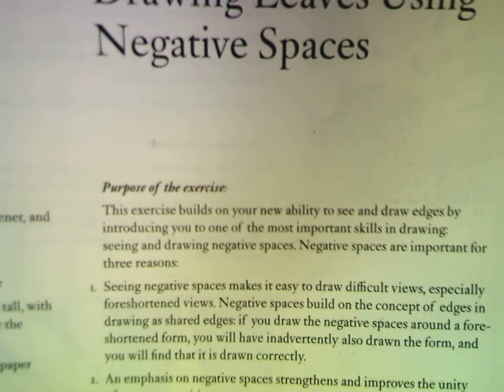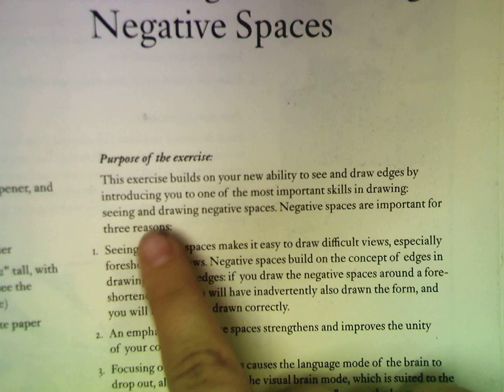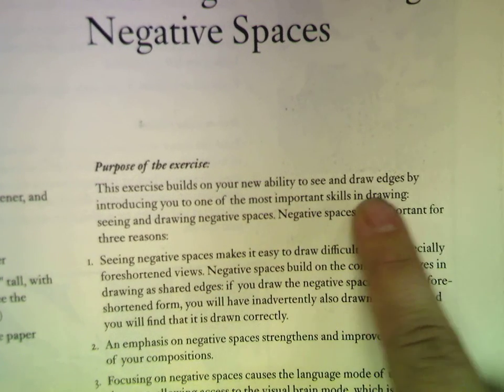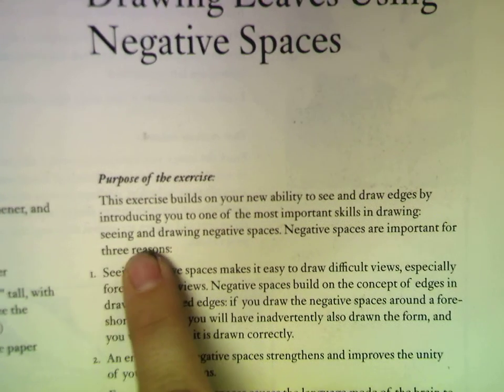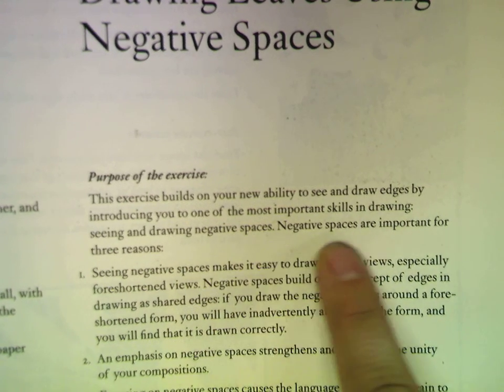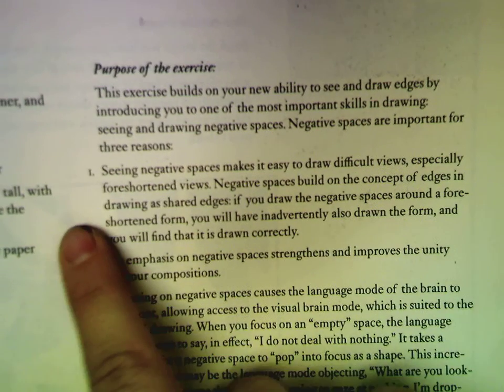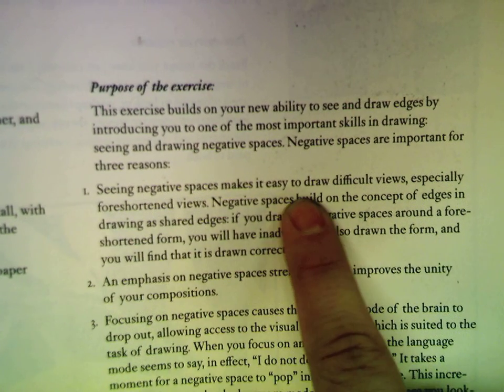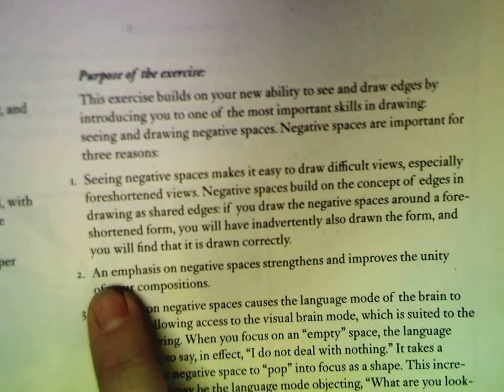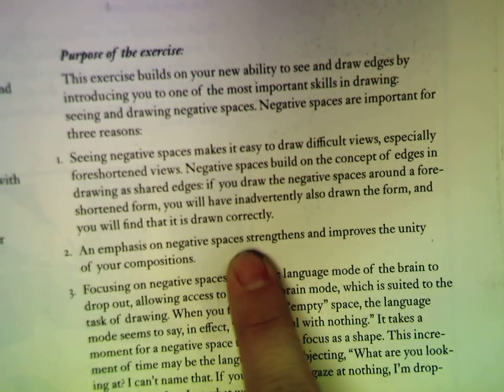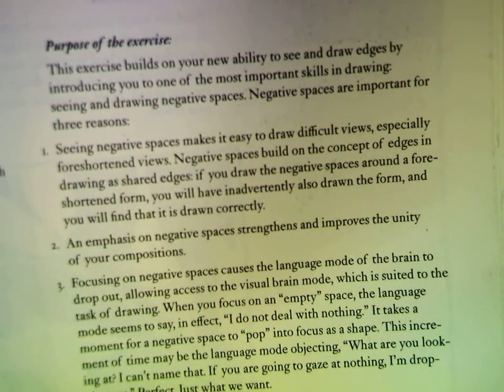So, purpose of this exercise. This exercise builds on your new ability to see and draw edges by introducing you to one of the most important skills in drawing, seeing and drawing negative spaces. Negative spaces are important for 3 reasons. Seeing negative spaces makes it easy to draw difficult views, especially foreshortened views. An emphasis on negative spaces strengthens and improves the unity of your composition.